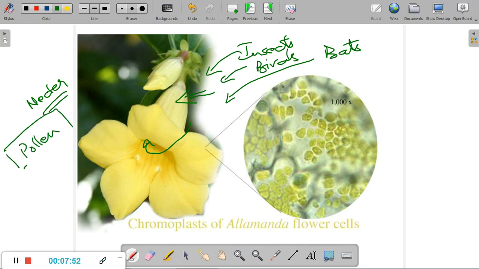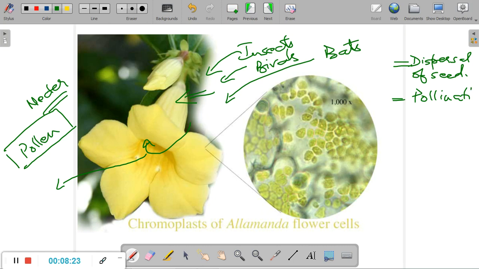I'm sure you've studied these in your previous classes, but we will talk about this in the future sometime. So these pollens are transferred from one flower to the other so that the plants can make new plants, for reproduction. So chromoplasts serve two functions: the dispersal of seeds by attracting animals to fruits, and second is pollination, the spread of pollens from the male flower to the female flower. Where are chromoplasts found? In fruits and in flowers.